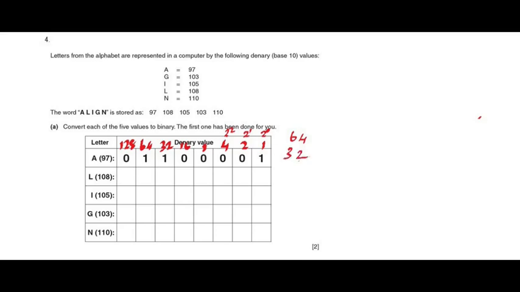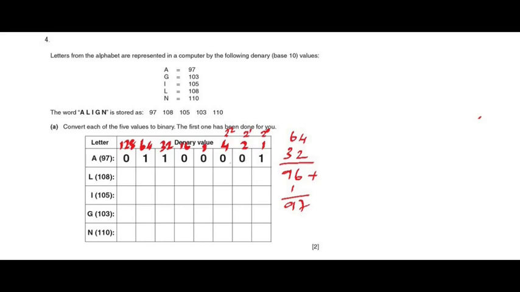So 64 plus 32 will be 96. If I use 16, it will exceed 97, so no need to use that one. We got 96, so to construct this number one more value is needed. The last one, plus 1, will be 97. So you can keep 1 there, and remaining all you have to use 0.